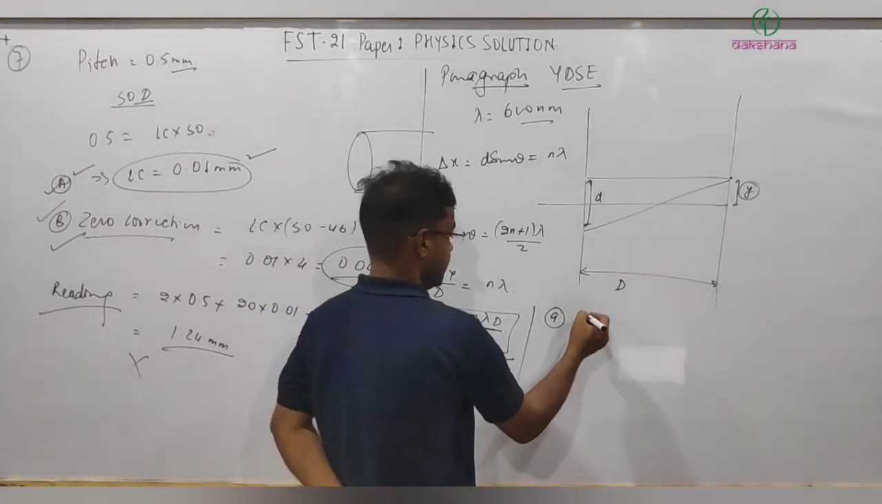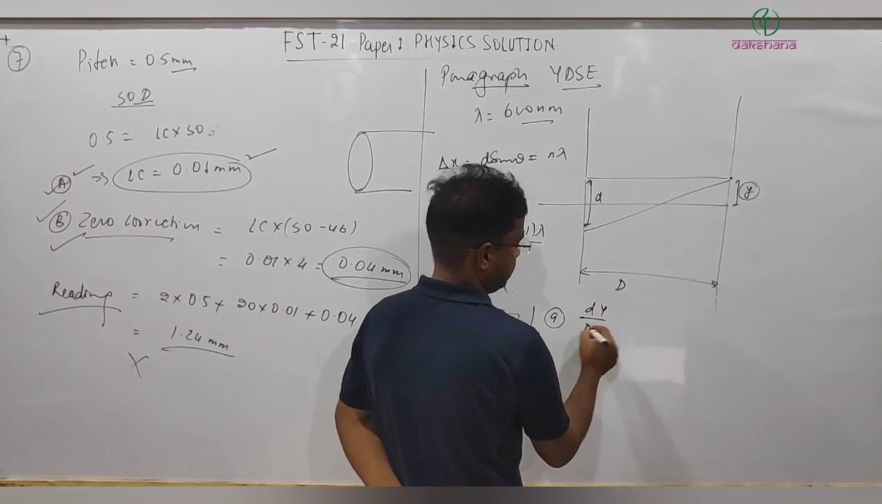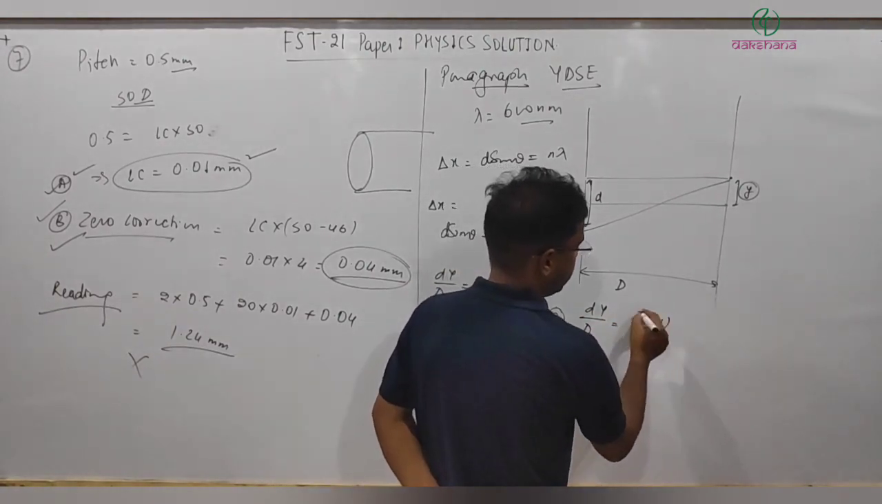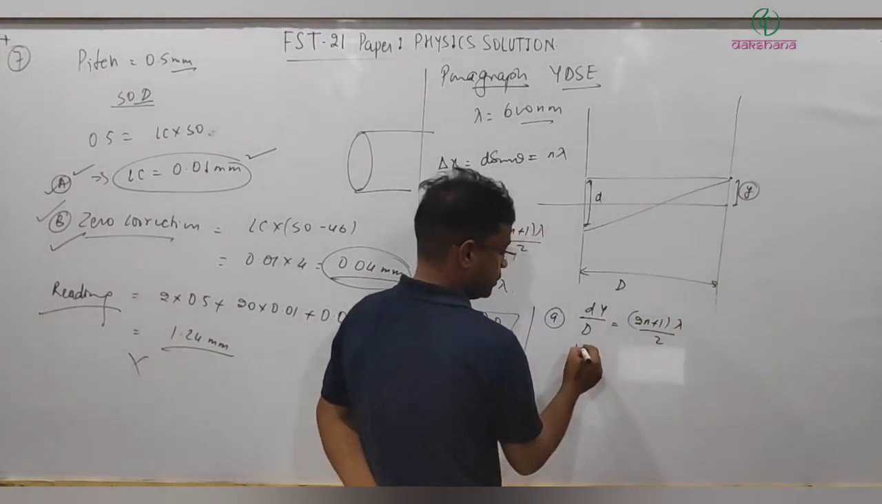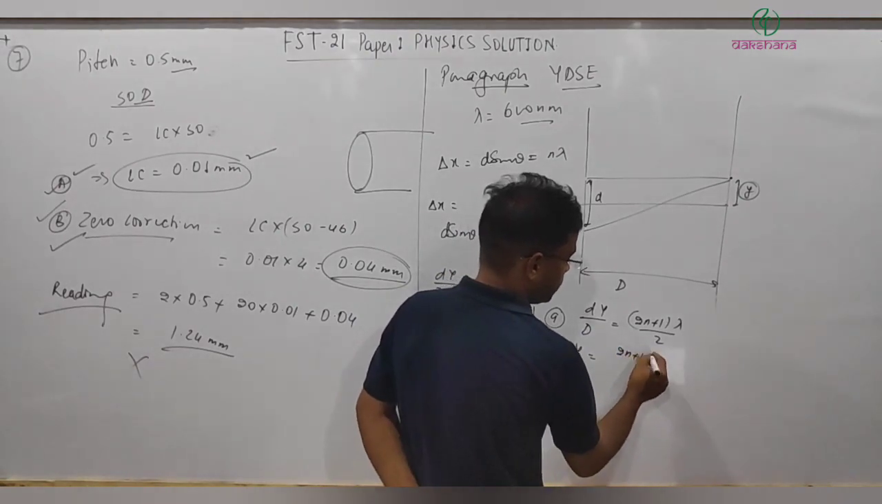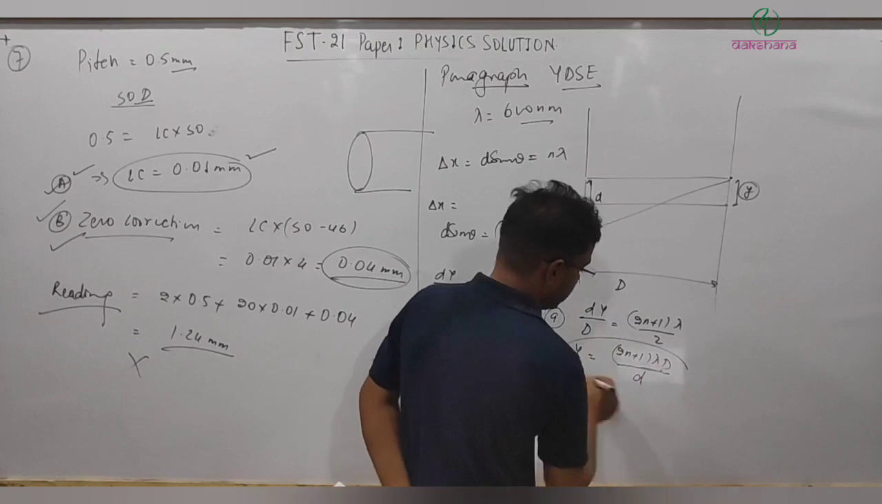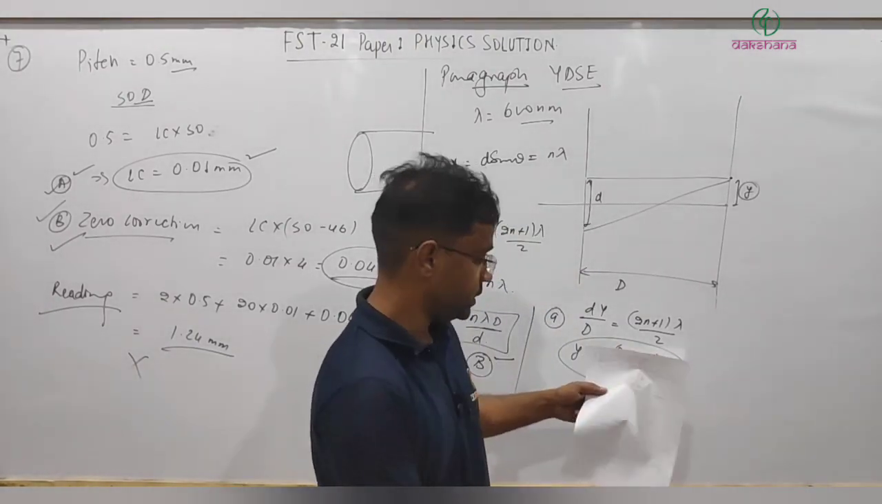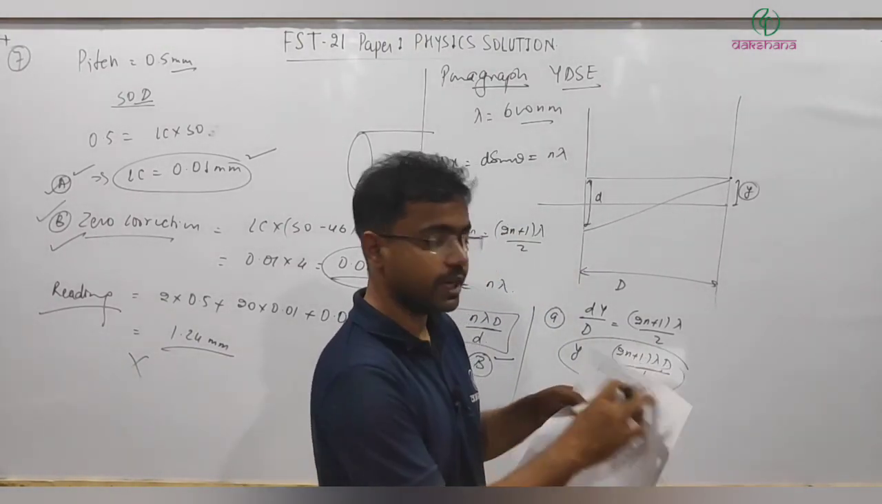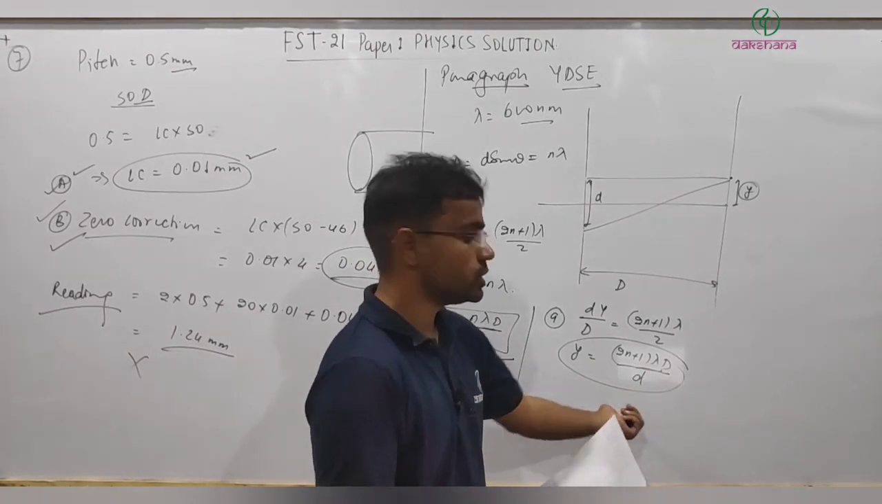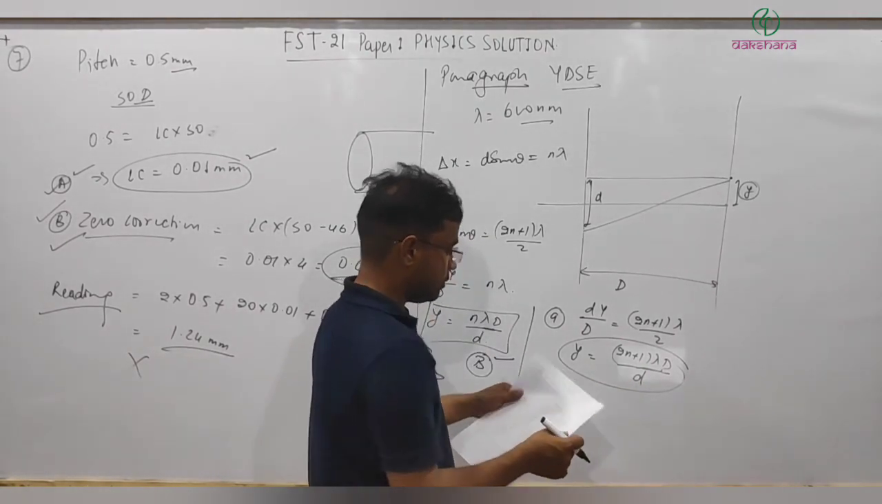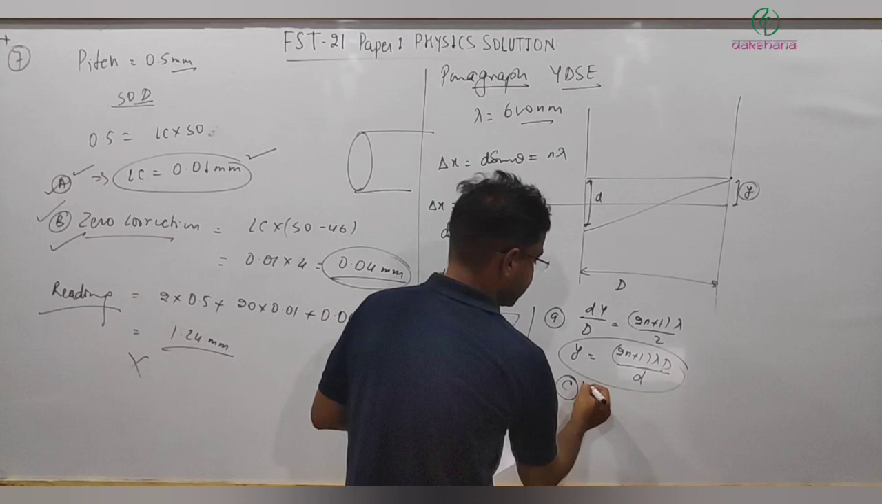So you need to write here dy by capital D is equal to (2n plus 1) into lambda by 2. So you need to check y is equal to (2n plus 1) into lambda into capital D by small d. And now you need to verify which of the different options given here is exactly matching. So according to that, in case of 9, your C condition is exactly satisfied.